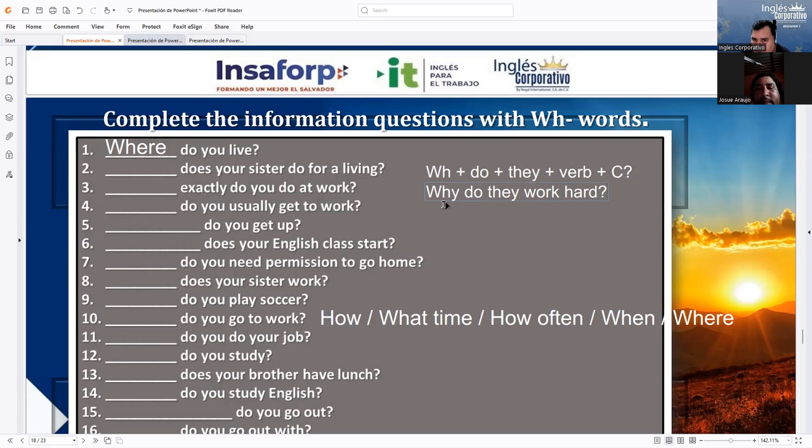And do is here. Why do they? Why does she need money? Why does she need money? So this is the order.